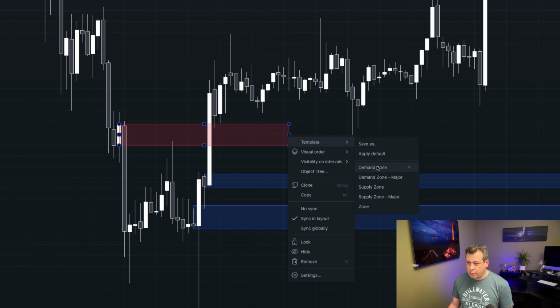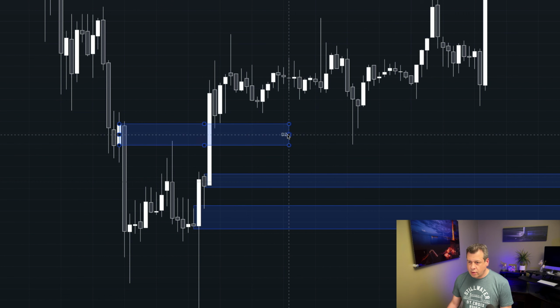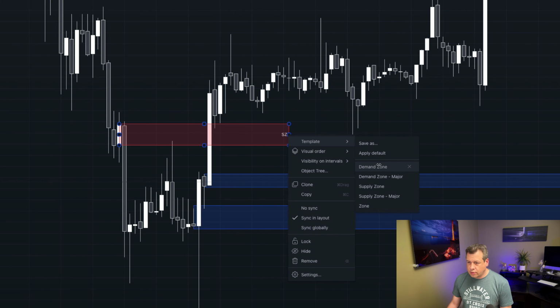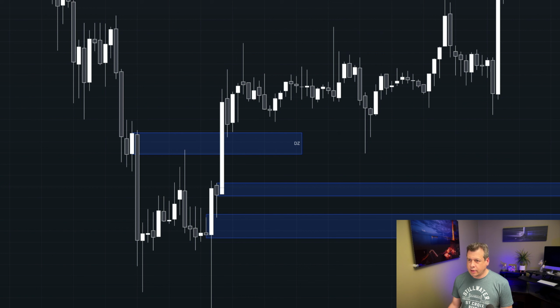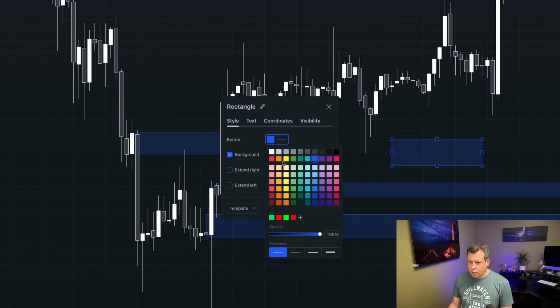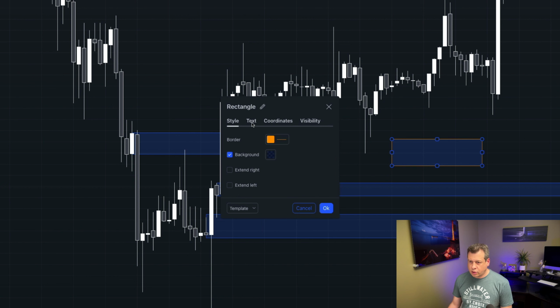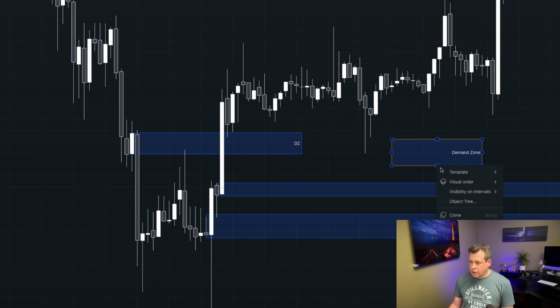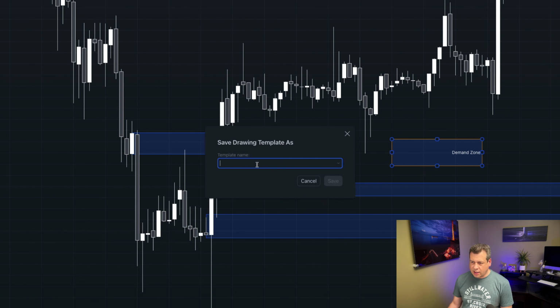I have these little templates here where I can just select whether it's a demand zone or a supply zone. In this case, I will choose demand zone. Those templates are really easy to create. For example, I could just create a rectangle here and say I wanted to create one with an orange border. I just right click on it, go to the border, and change it to orange. I can change the text to something like demand zone. After I make those changes, I can go to template, save as, give it any name I want, and then it'll be in your template list.